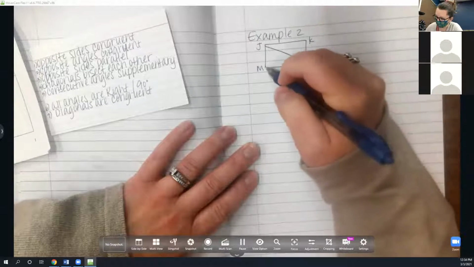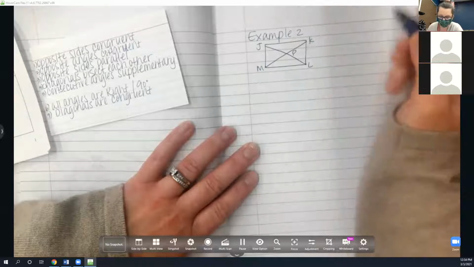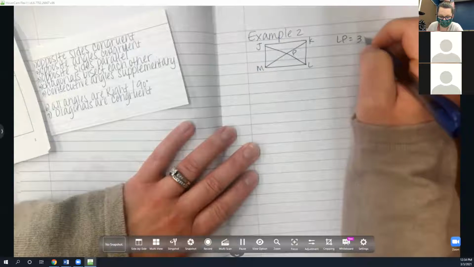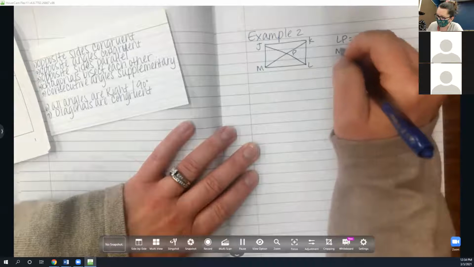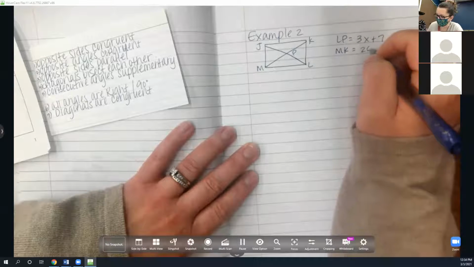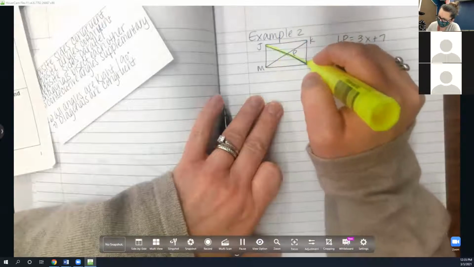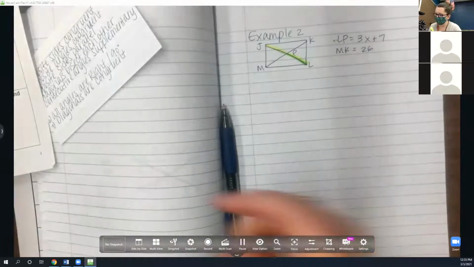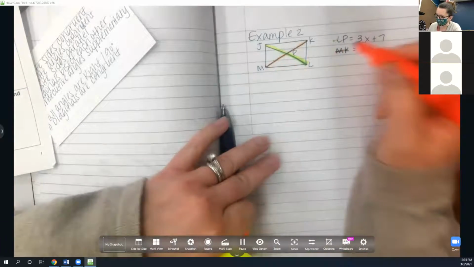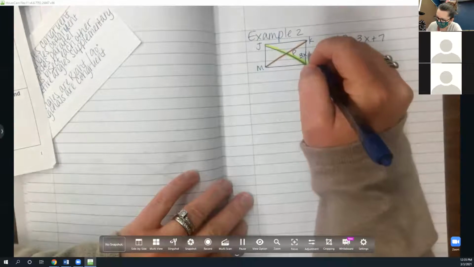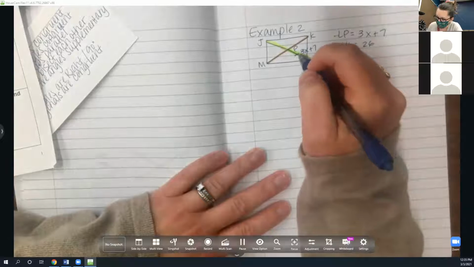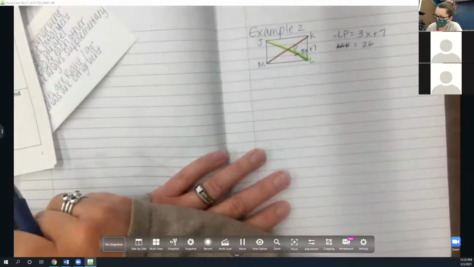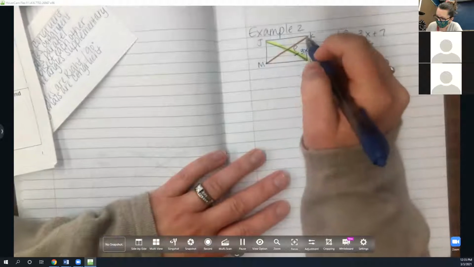LP, these are our diagonals here. P is in the middle. LP is 3x plus 7, and MK is 26. So we're going to use our knowledge of diagonals. So here, let's label this. If LP is 3x plus 7, that's only half of the diagonal, okay? MK is 26, that's the whole thing.